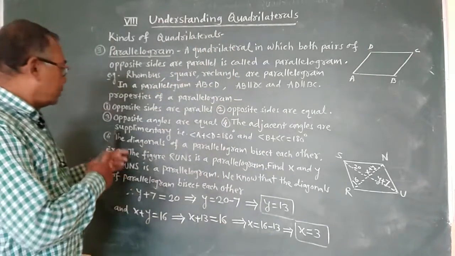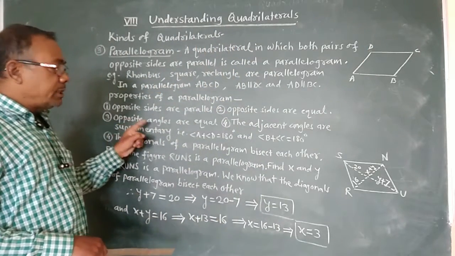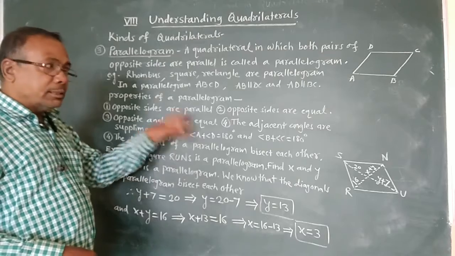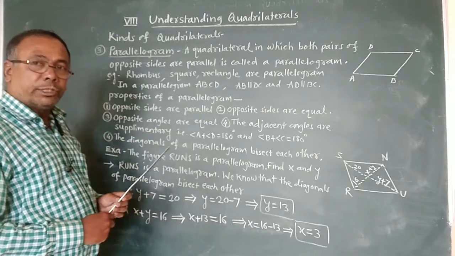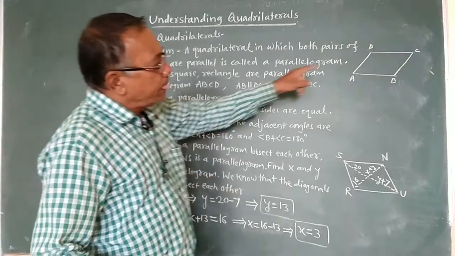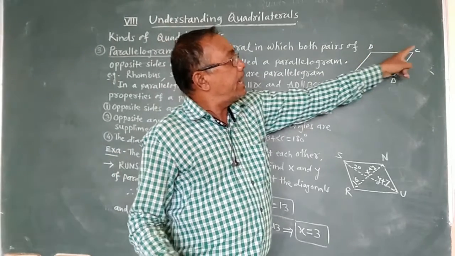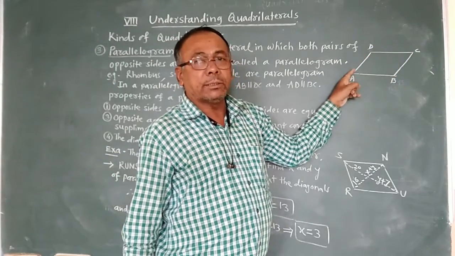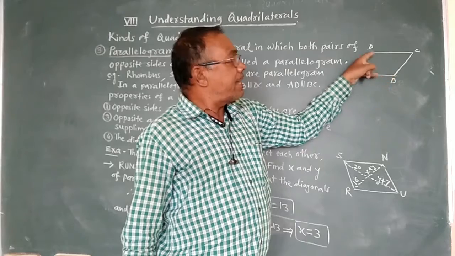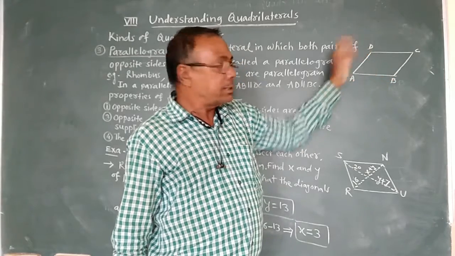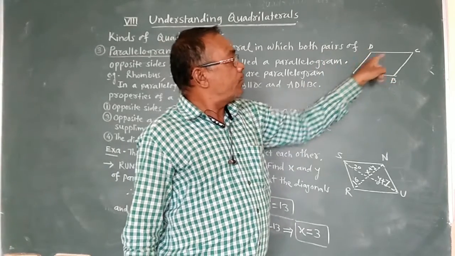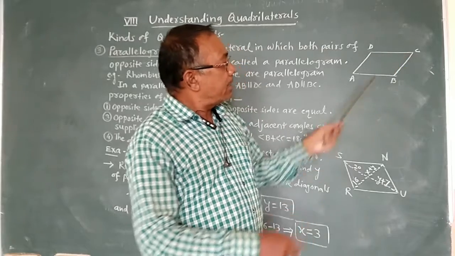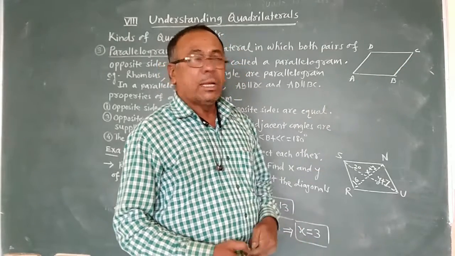length. The third property is opposite angles are equal. Here angle A and angle C are the opposite angles. Similarly, angle B and angle D are also opposite angles, and therefore angle A equals angle C and angle B equals angle D.